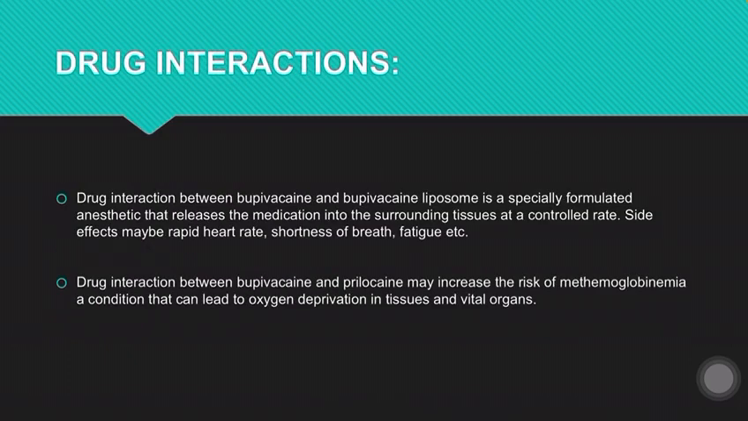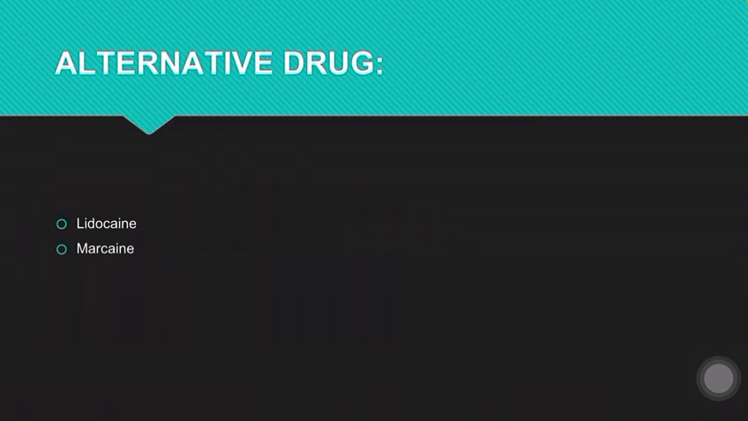Drug interaction of bupivacaine includes drug interaction between bupivacaine and bupivacaine liposomes, a specially formulated anesthetic that releases the medication into the surrounding tissues at a controlled rate. Side effects may be rapid heart rate, shortness of breath, fatigue, etc. Drug interaction between bupivacaine and prilocaine may increase the risk of methemoglobinemia, a condition that can lead to oxygen deprivation in tissues and vital organs that can be fatal in some cases. Alternative drugs, lidocaine, marcaine.